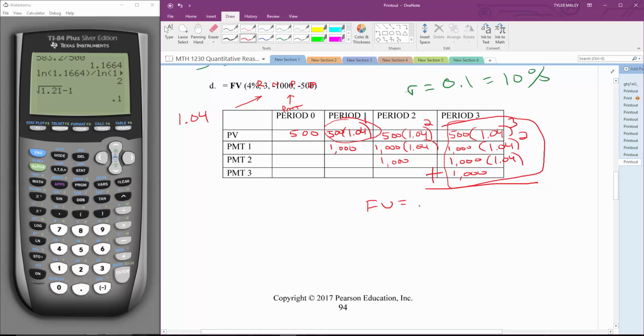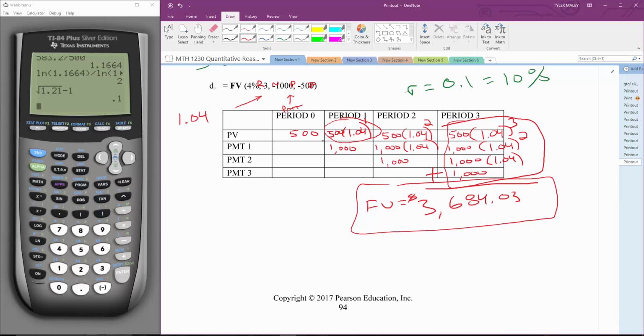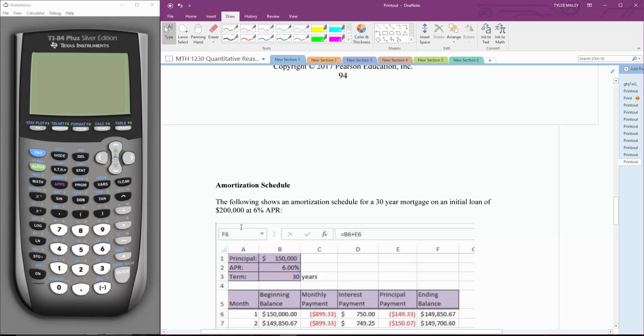So if you plug that into your calculator, you should get $3,684.03. So this is the future value of my loan. The difference here is we have to factor in the interest earned from the present value and also each payment. So it makes it a little more complicated to figure out that future value when the payment is not 0. So this table helps model that. You can imagine if we were doing this for, I don't know, 50 periods, this would be a very long process, so having Excel handy will be very useful.